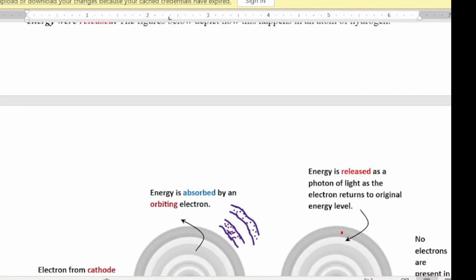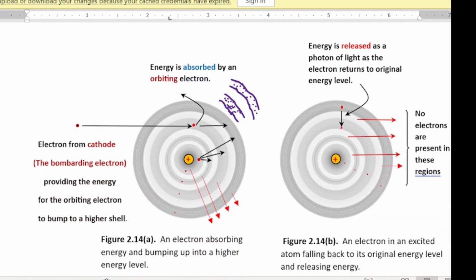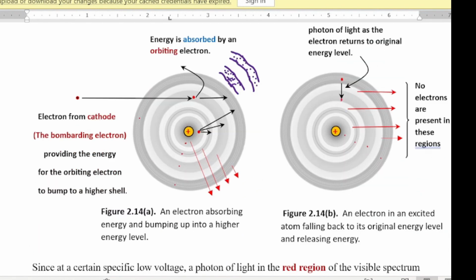So I'm going to show you the model proposed by Niels Bohr. So what Niels Bohr is saying is this, that this is the nucleus here. He's saying that electrons can only be found in these areas here. They can't be found in these transition areas between these shells.